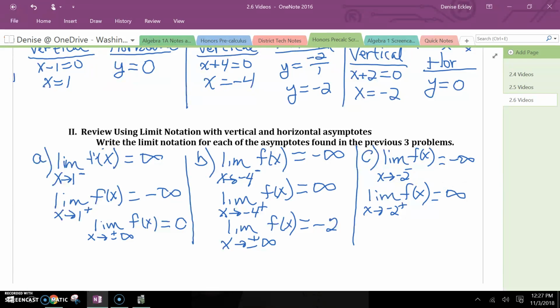And then finally, our horizontal asymptote is our end behavior. So as x approaches positive or negative infinity of f of x, it's going to approach our horizontal asymptote of 0.